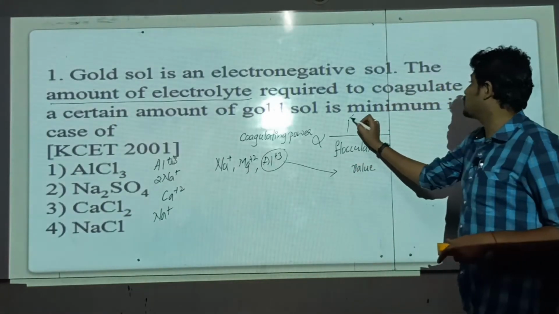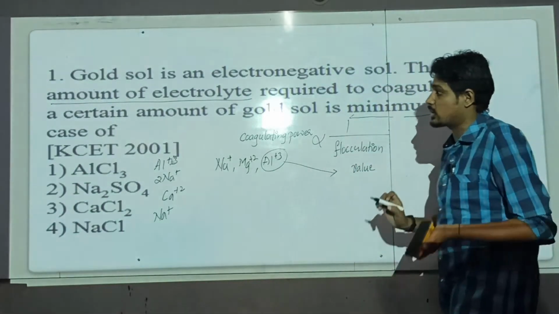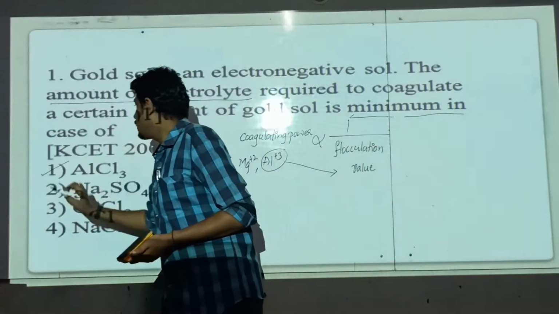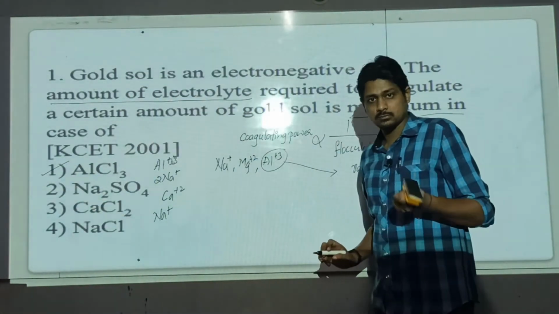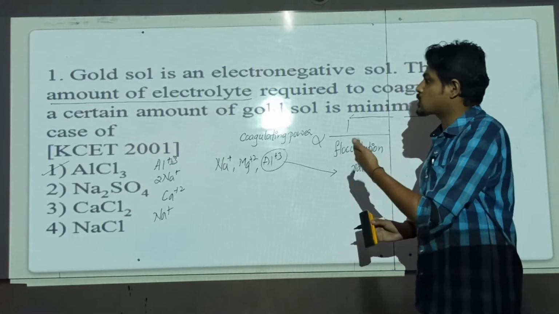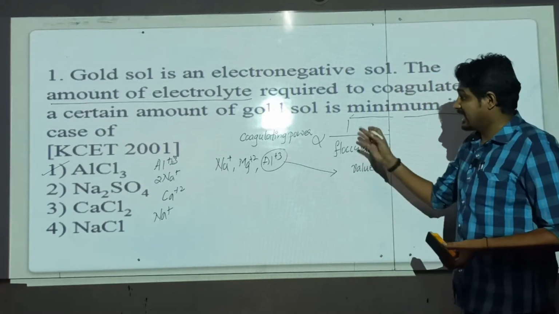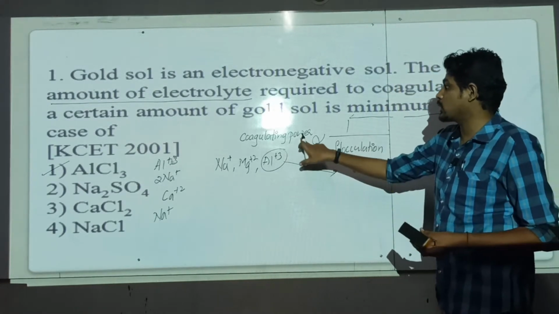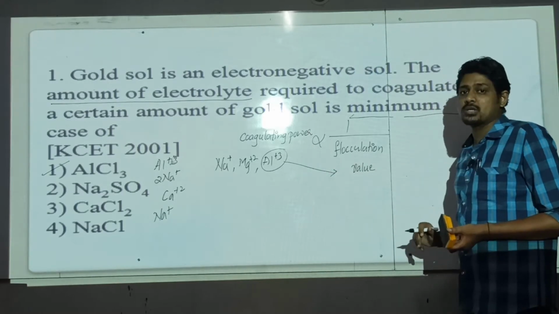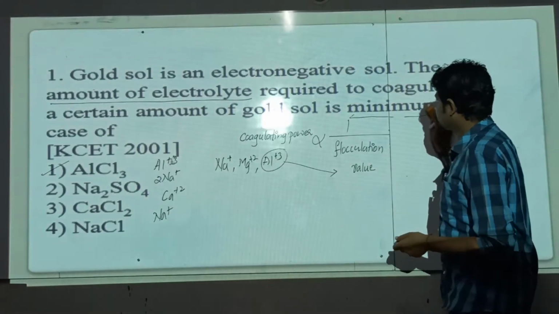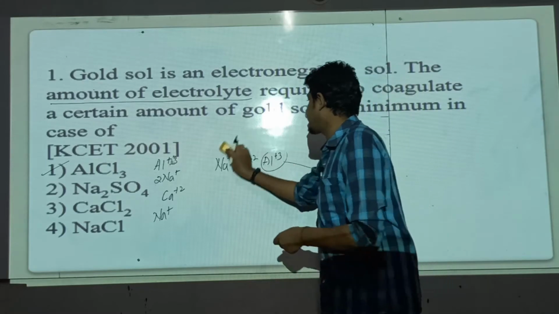Now they are asking for the minimum amount of electrolyte, so what is your answer? It should be aluminium chloride. So you should answer the questions in this way. I hope you are understanding. Coagulating power is inversely proportional to the flocculation value. Now we will move on to the next question.